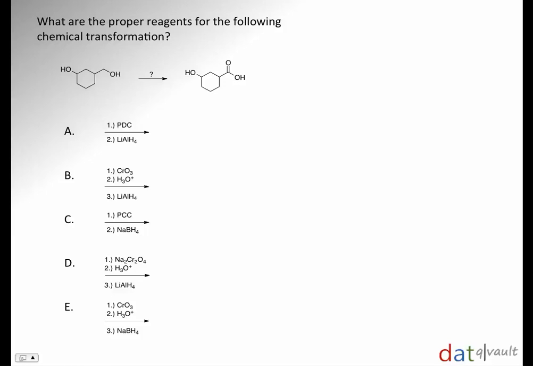Alright, let's go through and do a pretty tricky practice problem, a DAT style problem. Here we're asked what the reagents are for this transformation from this diol all the way up to the carboxylic acid. So first, you're going to be doing some sort of an oxidation followed by a reduction. So why don't you take a second, pause the video, and try to figure out what the answer is for the reagents necessary for this oxidation followed by reduction.